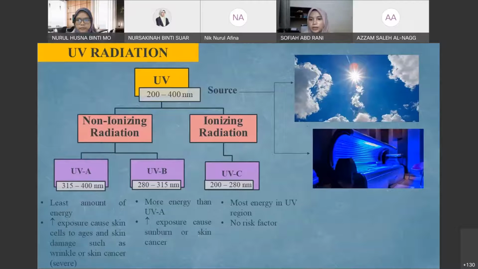And lastly is UVC. It is the shortest and not long enough to reach our skin. UVC rays are actually the strongest but are mostly absorbed by the atmospheric ozone. They usually aren't destructive to our skin.